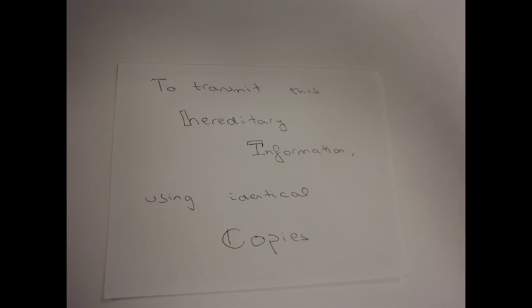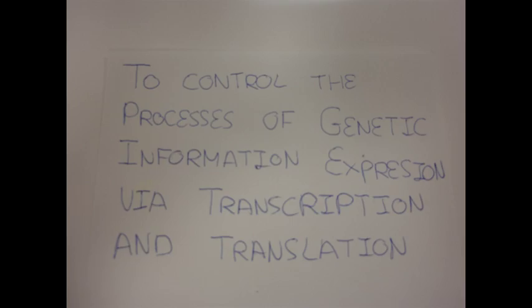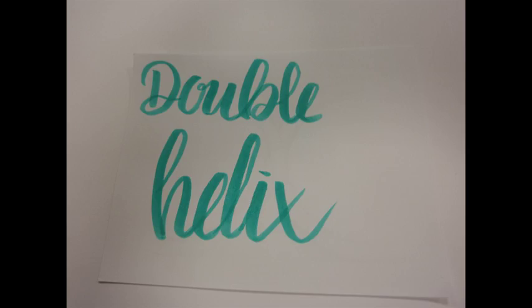replication. They control the process of genetic information via transcription and translation. It is also in charge of building proteins, and it has two levels of protection: the cell membrane and the nuclear membrane. To conclude, the DNA is the key molecule for cells.